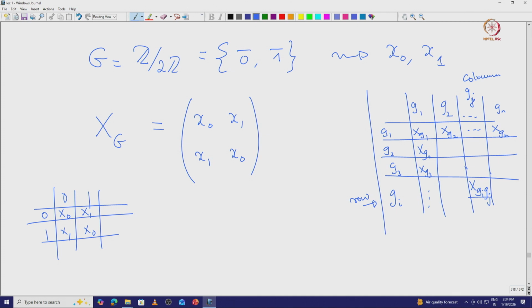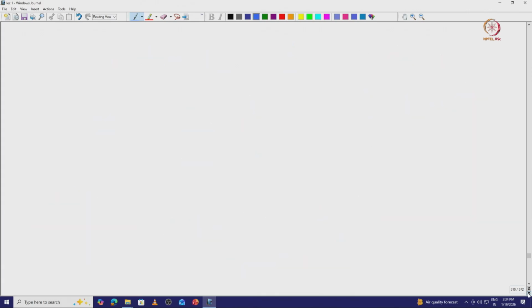So now what is the determinant of this? The determinant of this xg is easy to compute. It is x0 square minus x1 square, and this just factorizes into x0 plus x1 times x0 minus x1. Okay, and this factorization is not accidental. So this has some very deep meaning in terms of representations. Okay, so that's what we are going to prove.